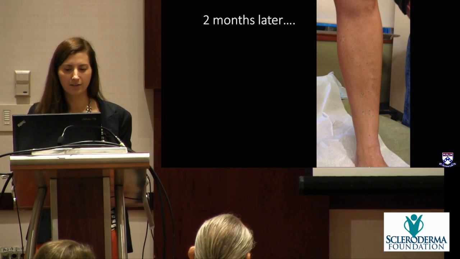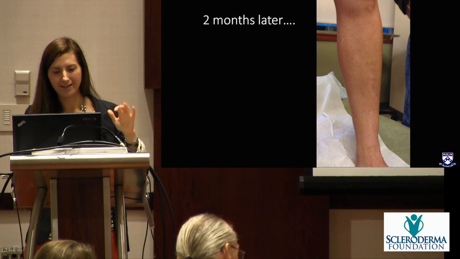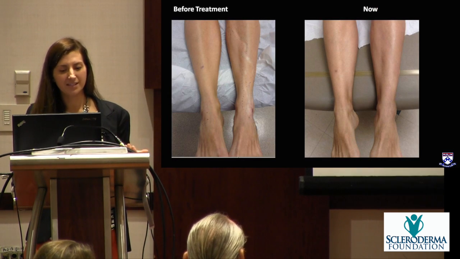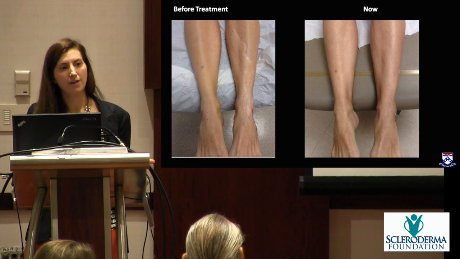Well, 2 months later, that troughing reversed. We still see the hypopigmentation, but she has less involvement, and it's more superficial. So within 6 months, totally back to normal. So early intervention is key.